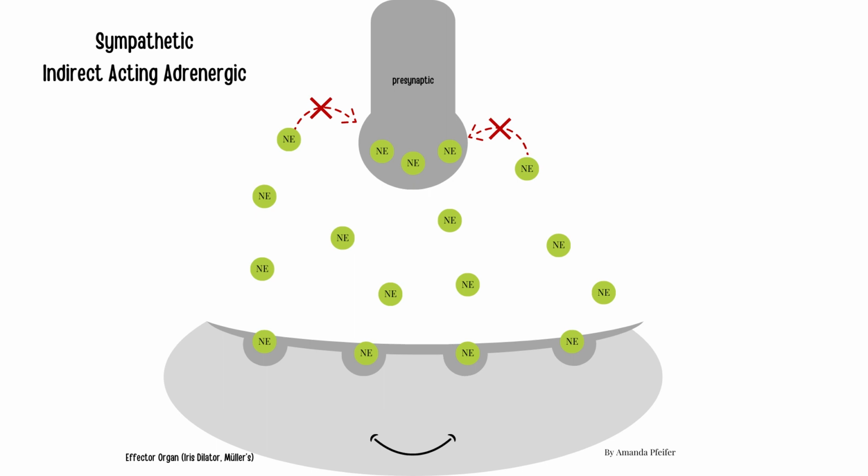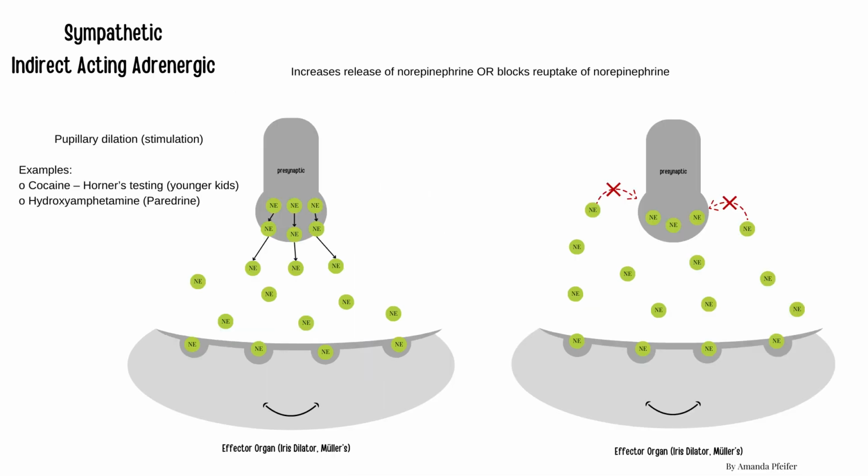So in summary, that is an indirect-acting adrenergic. We can either increase release of norepinephrine or block the reuptake of norepinephrine, which causes pupillary dilation through stimulation. And our 2 examples are cocaine for Horner's testing and then the Paredrine.